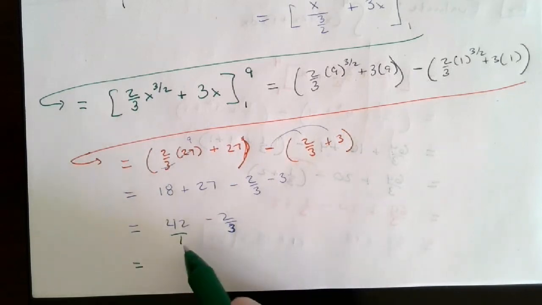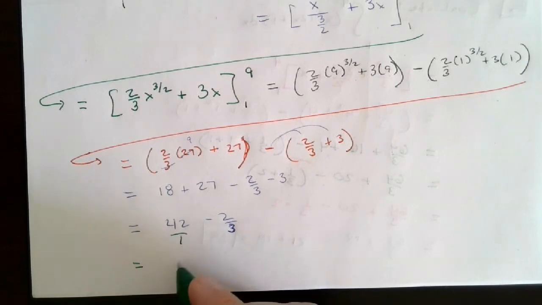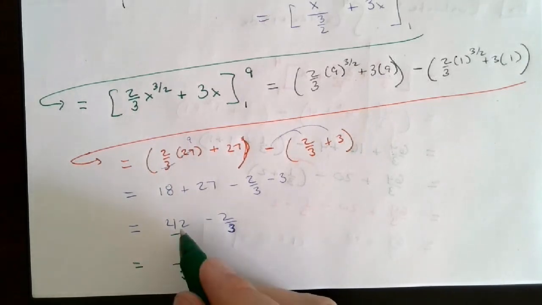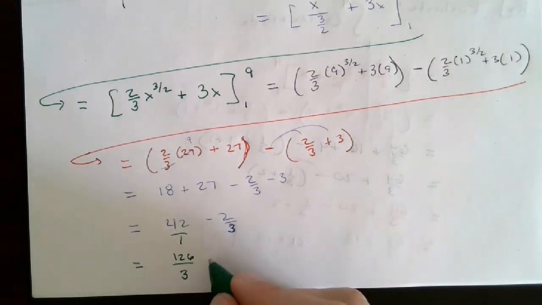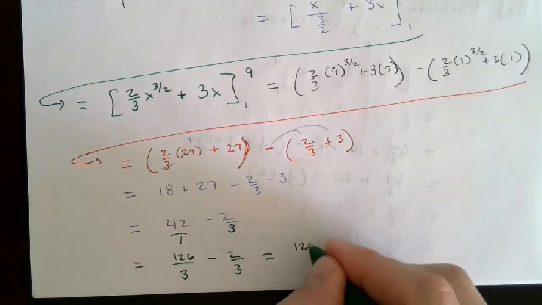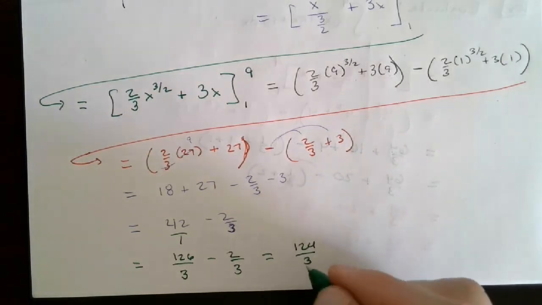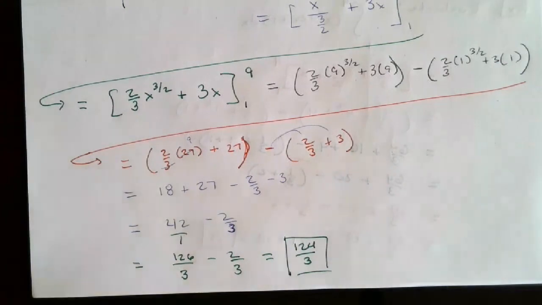So what you really want to do is multiply the numerator and denominator by 3 to get to the common denominator of 3. So 1 times 3 gives you 3 in the denominator. 42 times 3 will give you 126 in the numerator. So 42 over 1 is rewritten as 126 over 3, minus the 2/3, which gives us 124 over 3. And that's the exact answer. You can leave it in the improper fraction form unless we ask you to convert it to a mixed number. That's okay.